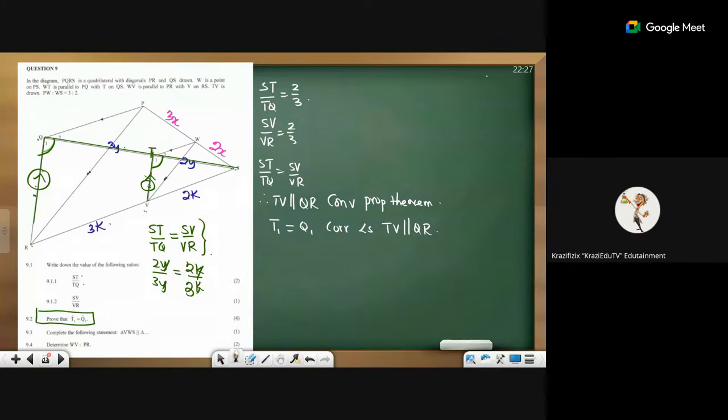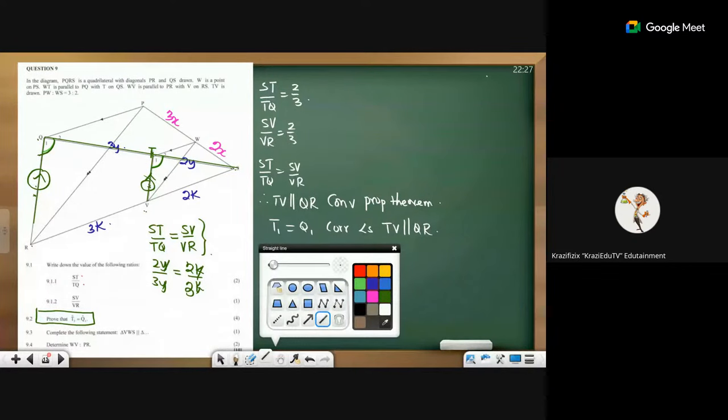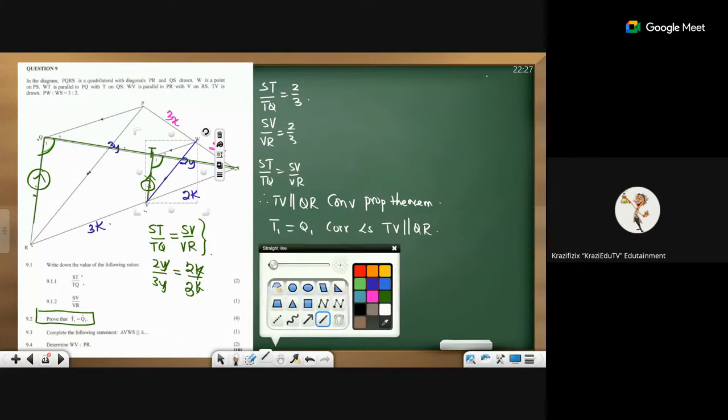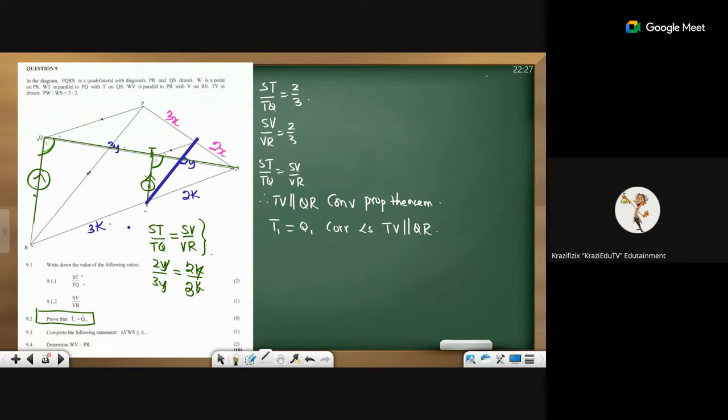Complete the following statement. Triangle VWS. Your job again is to trace that triangle. VWS. Don't forget, is there a parallel line here? Yes. Let me make it bold. This one here is parallel to this one.